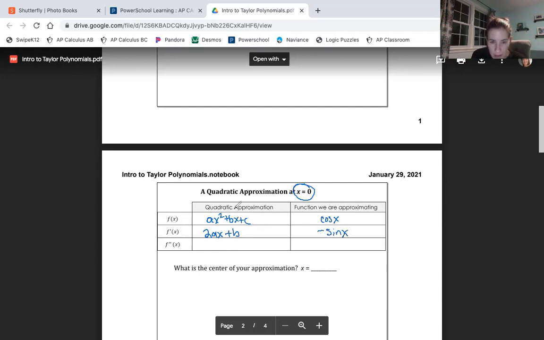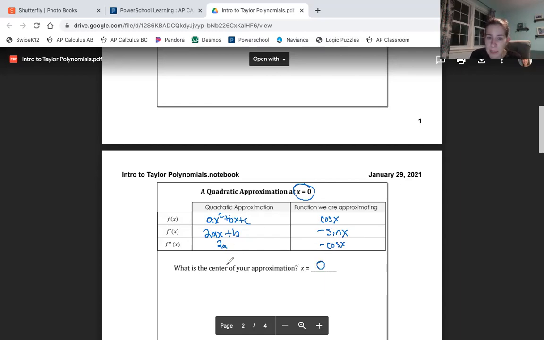All right, so now let's move on and take the second derivative of this equation. The second derivative of 2ax plus b is just 2a. And then the second derivative of cosine is negative cosine. Now remember that we're doing this at x equals 0.